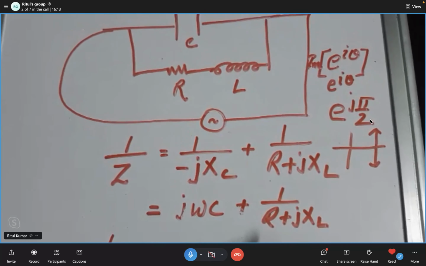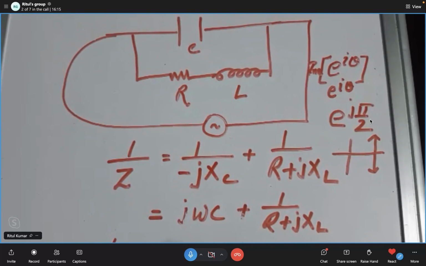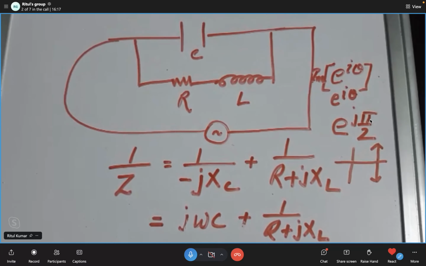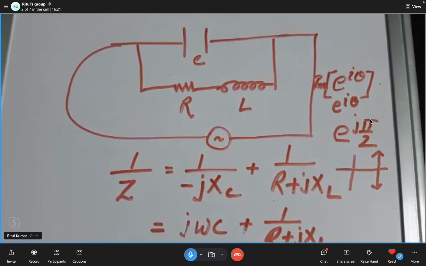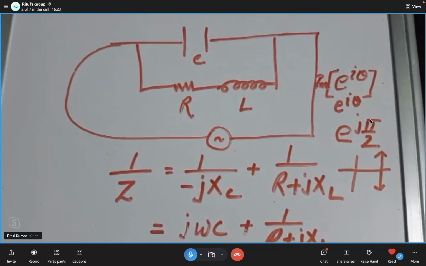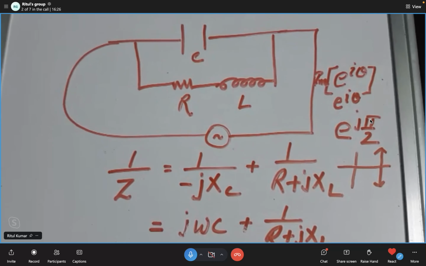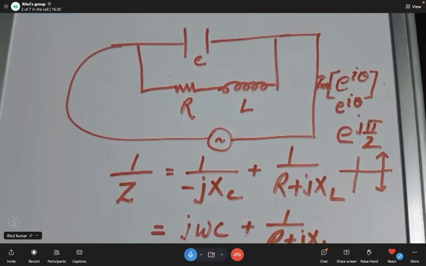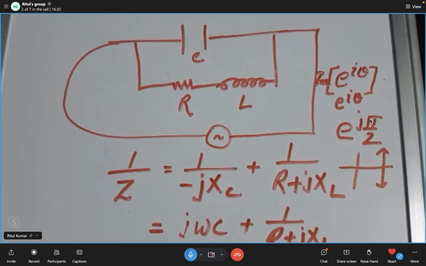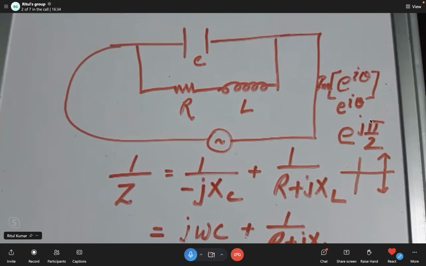So what do we get from here then? Just cross multiplication. Omega R C j, let's say j, I'm writing it over here. Omega R C j, then minus of omega square L C, right? And plus of 1, right?